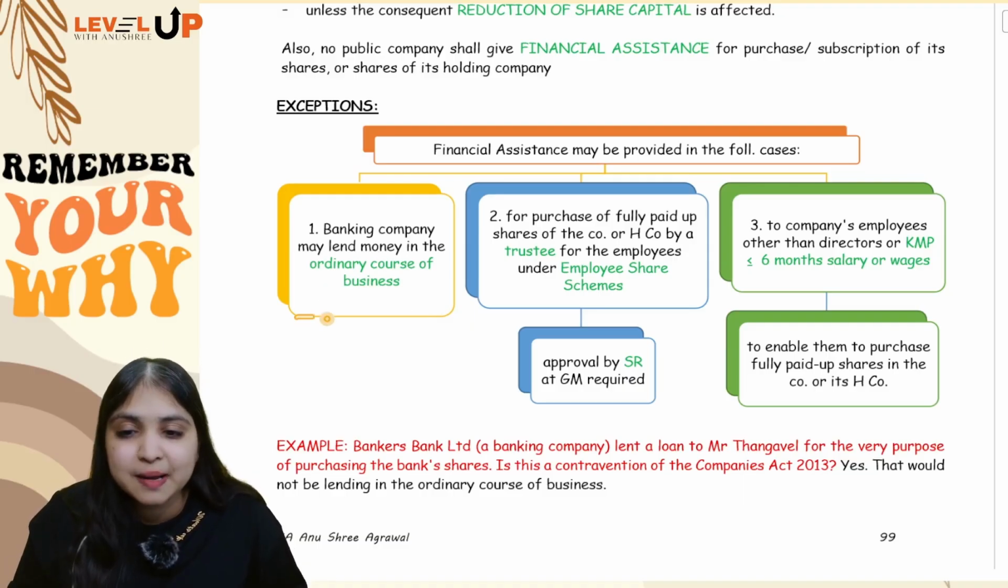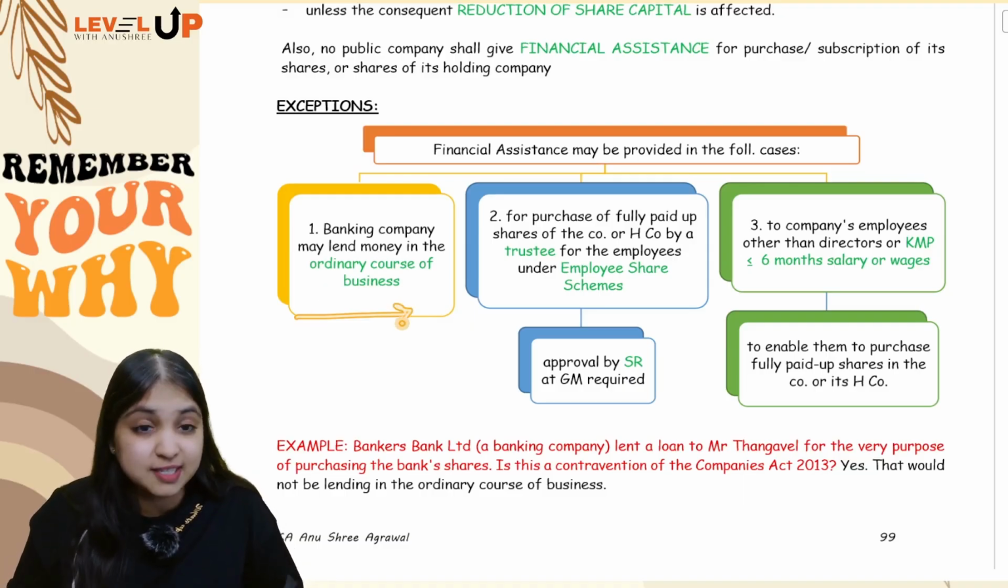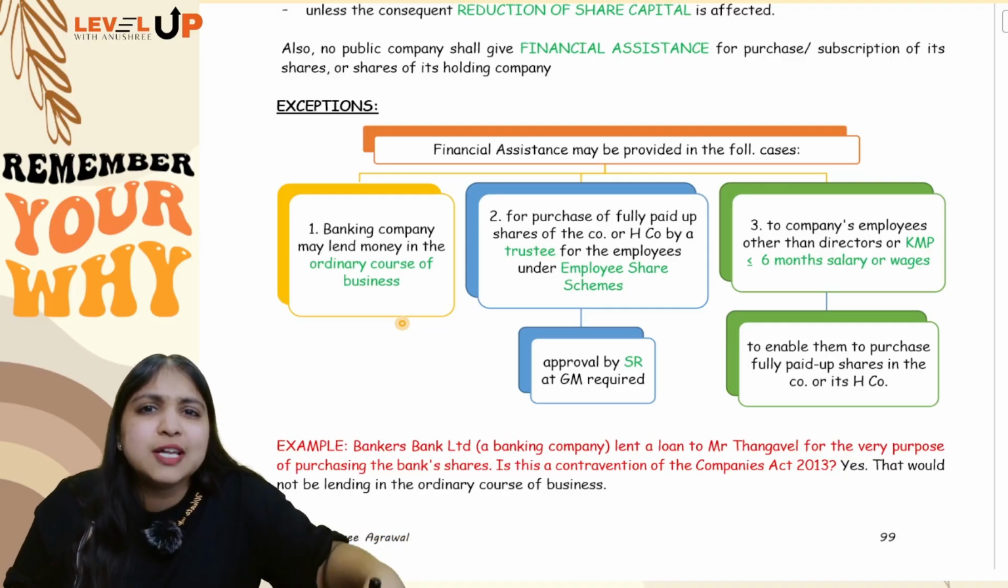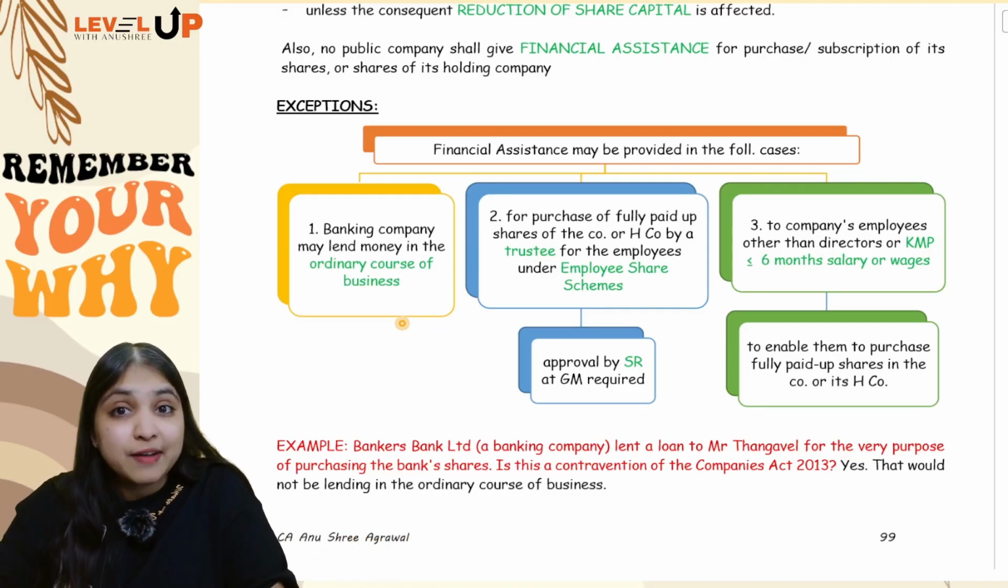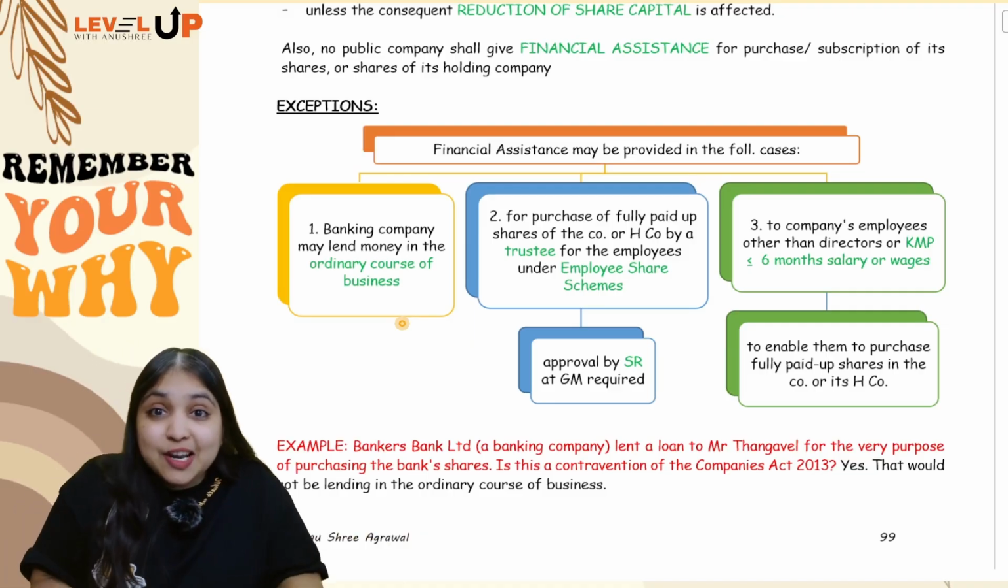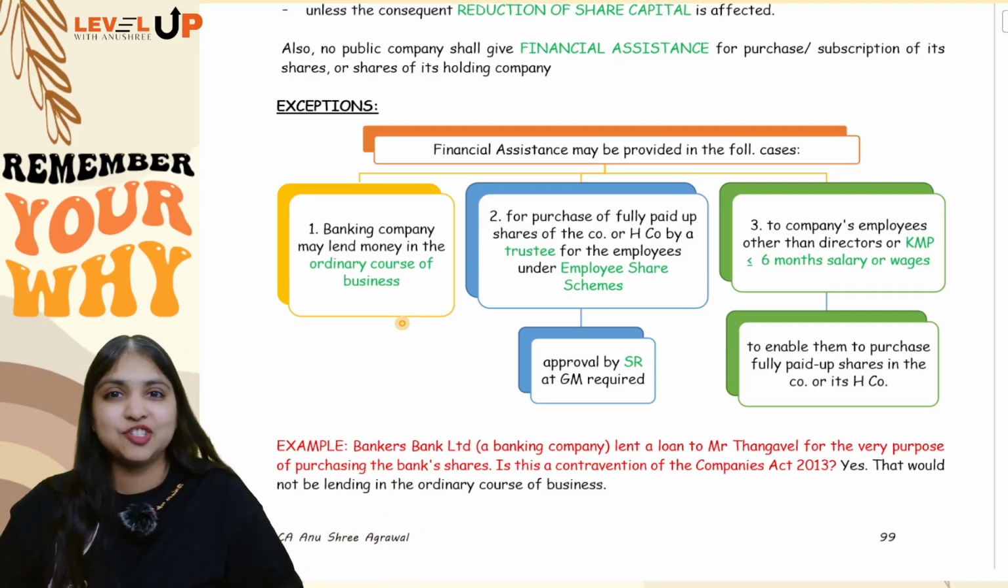Okay, so banking company is giving loan in ordinary course of business and the borrower happens to use that loan to buy the same banking company's shares, it is not a violation. But if the banking company is giving loan for the purpose of purchase of its shares, that is going to be a violation.